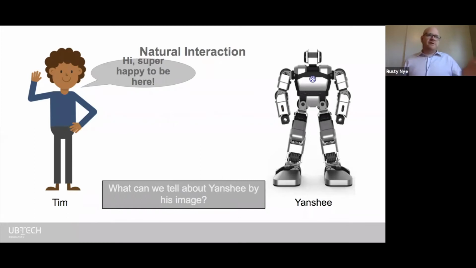So let's switch in and look at Yanshi. Once again, Yanshi is our humanoid robot for educational uses. What can we tell about Yanshi just by looking at him? Is Yanshi happy? Is Yanshi sad? Of course, Yanshi is not a sentient being. He doesn't possess any emotions. He's just a machine, a robot. So just theoretically speaking, what can we tell?